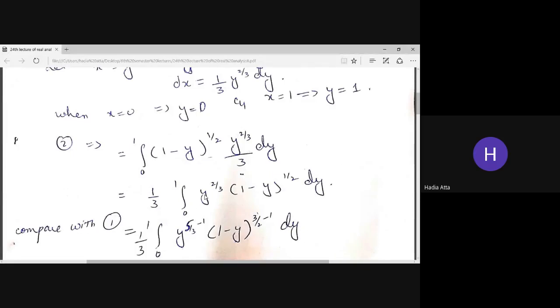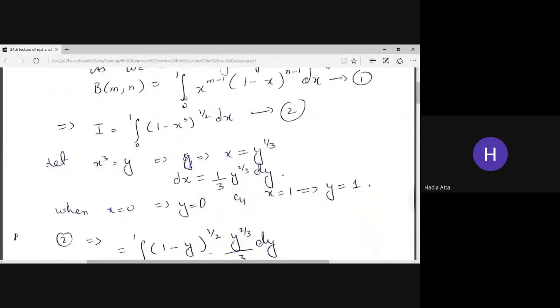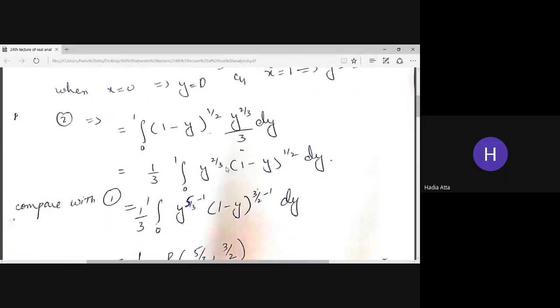Now compare that integral with the definition of a beta function, that is, x raised to the power m minus 1 into (1 minus x) raised to the power n minus 1. But here we have y raised to the power 2 by 3 into (1 minus y) raised to the power 1 by 2 dy. So what you have to do is replace that 2 by 3 in the form of m minus 1.